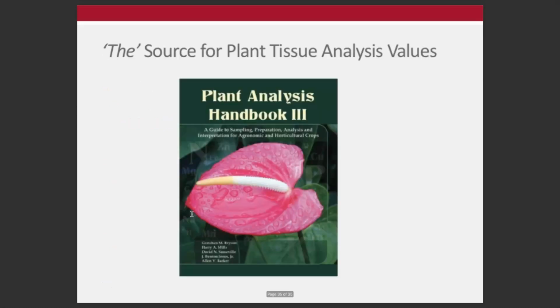The source for plant tissue analysis values is this textbook, Plant Analysis. It's in its 3rd edition right now. It's like a ridiculous $300 book or something. I don't know. Maybe you can get a cheaper version.